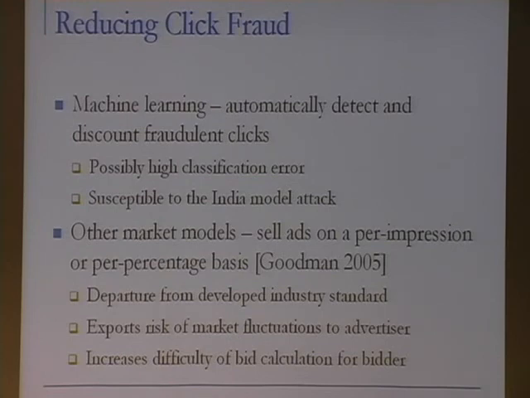Also, Goodman proposed in the sponsored search workshop in 2005, selling per percentage. So you can buy 100% of the keywords for which your ad should show, or say 50% of the keywords for which your ad will be shown. While these models do reduce the possibility of fraud, they are a departure from a developed industry standard and are likely to be met with resistance by the advertisers. And they also lose some of the benefits of the developed industry standard.